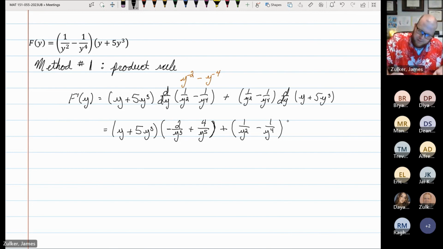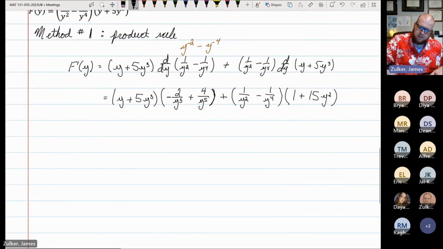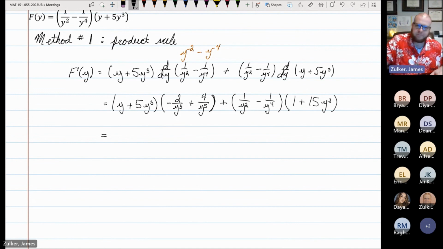Of course, now times the derivative, y plus 5y cubed. One plus 15y squared. Right? Let's try and simplify.